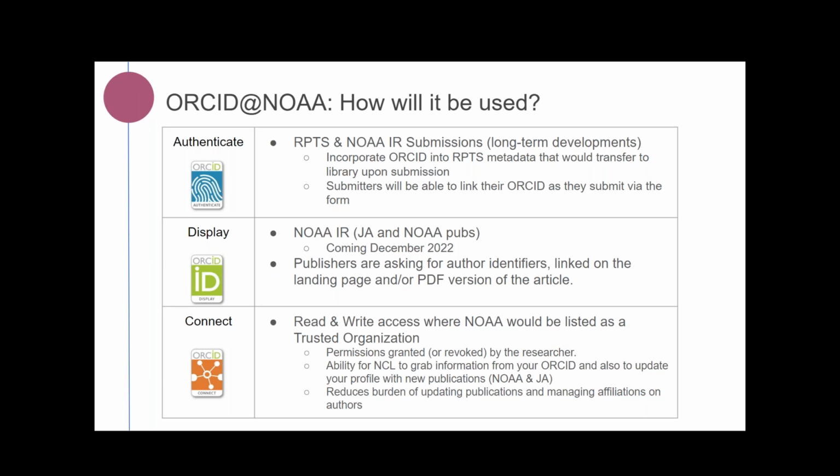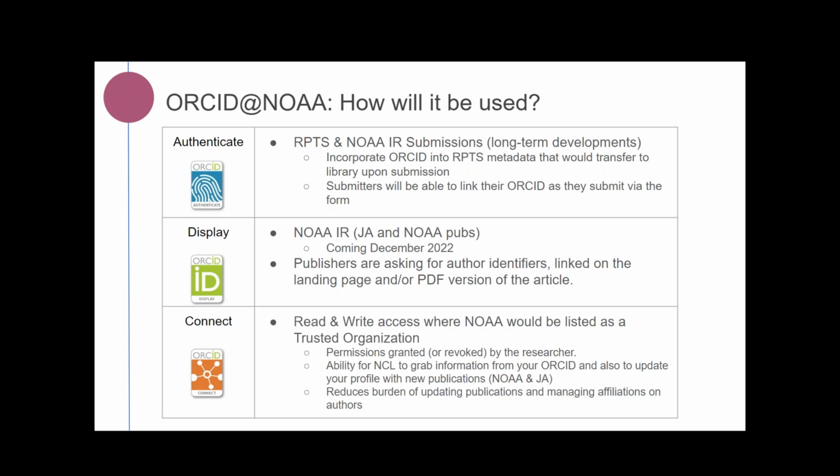So in terms of authentication, we are looking at how we can set up an integration within both RPTS and the NOAA IR submissions process to incorporate ORCID into that submission process where folks can authenticate with their ORCID right off the bat. They'd be able to link their ORCID information to their submission directly from step 1.